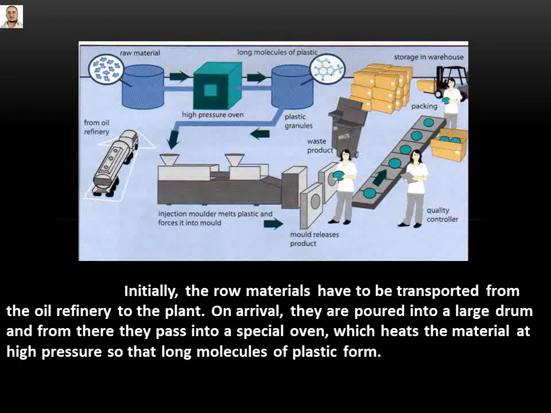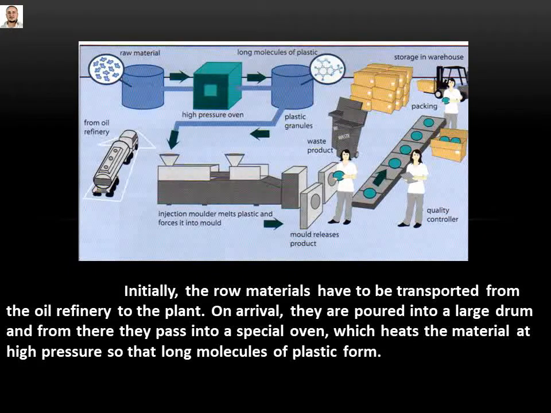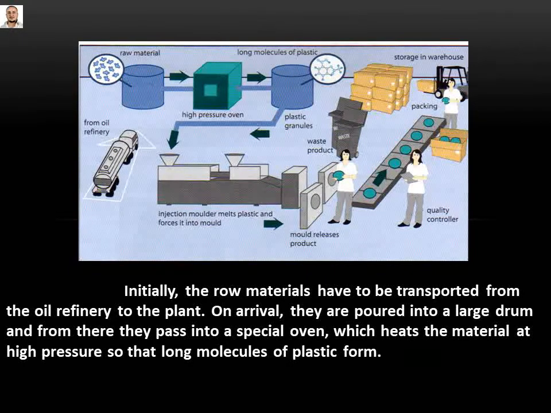Okay, let's go back. On arrival, they are put into a large drum, and from there they pass into a special oven. If you notice here, the second step after the first arrow, high pressure oven, which heats the material at high pressure so that long molecules of a plastic form. If you just look at the picture over the second arrow, there are long molecules of plastic. Okay.